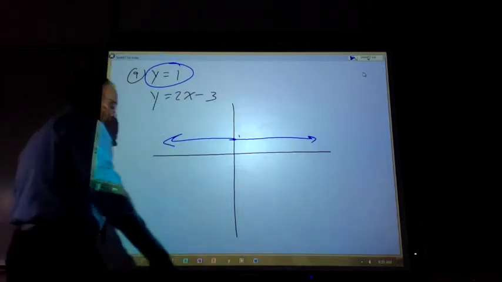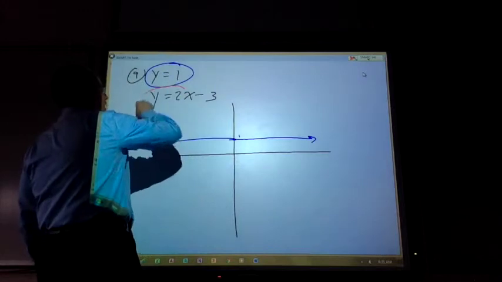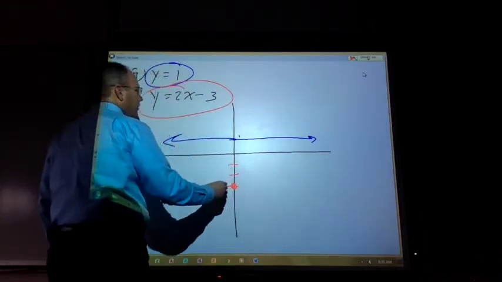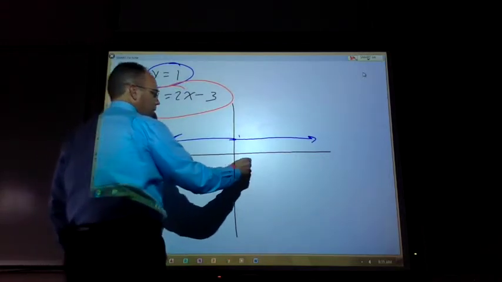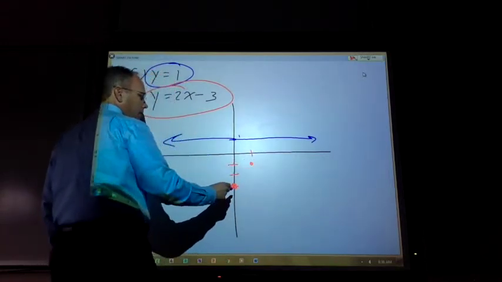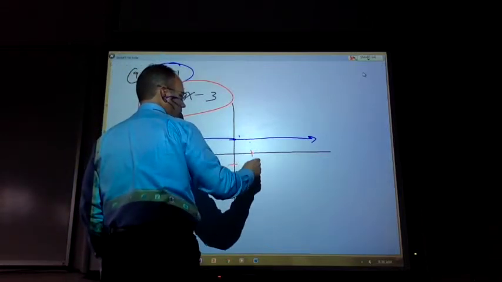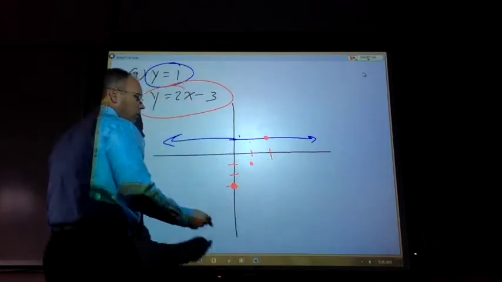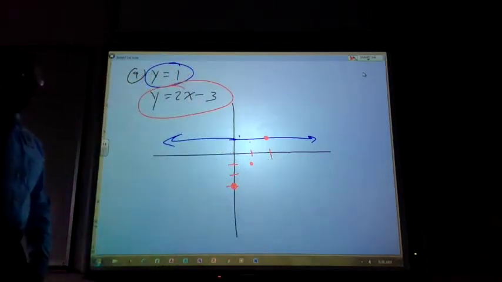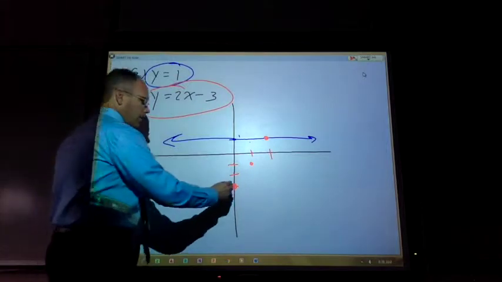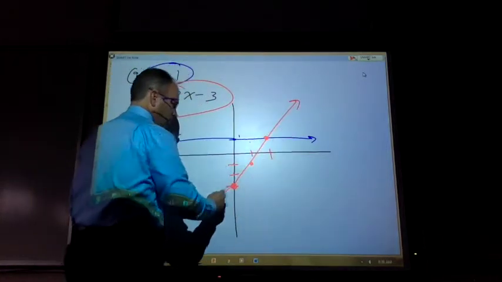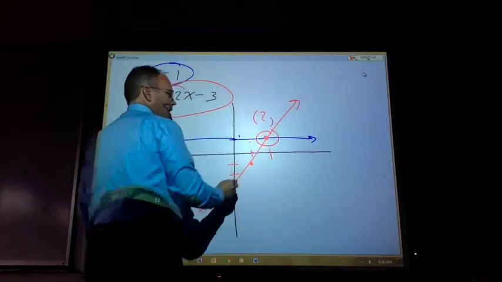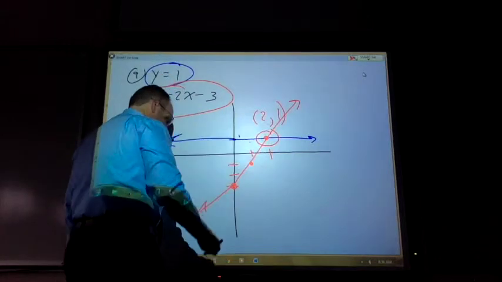All right. Second line is this. What's my y-intercept? Negative 3. From there, I'm going to go up 2, right 1. Agree? From there, I'm going to go up 2, right 1. Where does it appear that point is? 2, comma, 1. How do I know if I'm right?